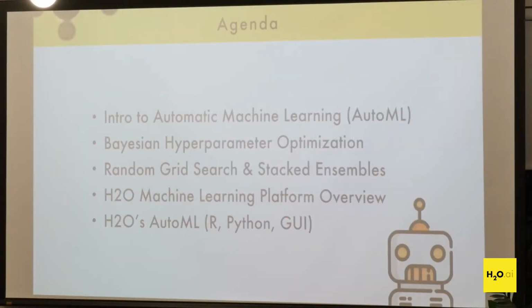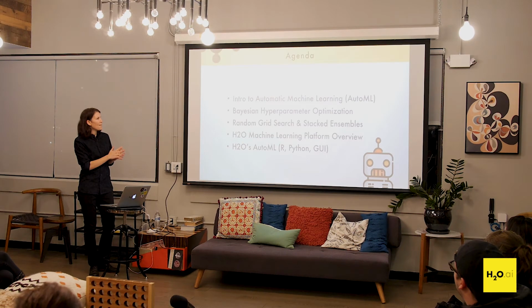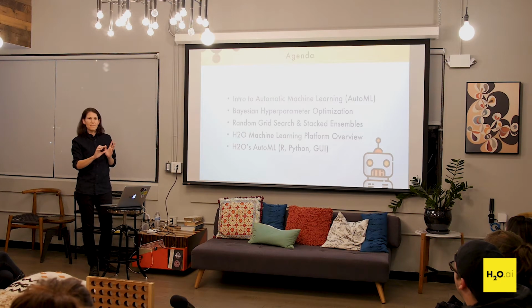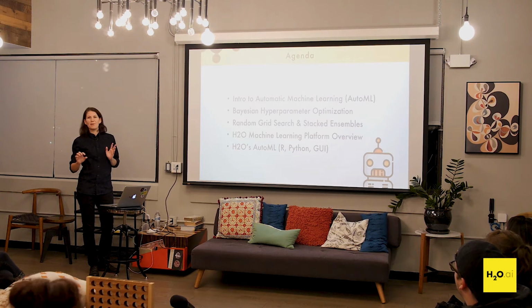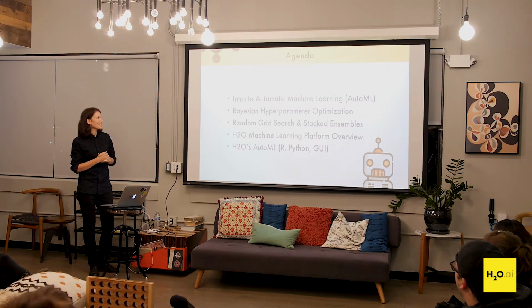So what we're going to talk about today are these things. So what is automatic machine learning, and what does that mean? And we're going to talk about one particular subset of AutoML, which is called Bayesian hyperparameter optimization. Now try to say that fast, like 3 times. It's a really hard word to say.